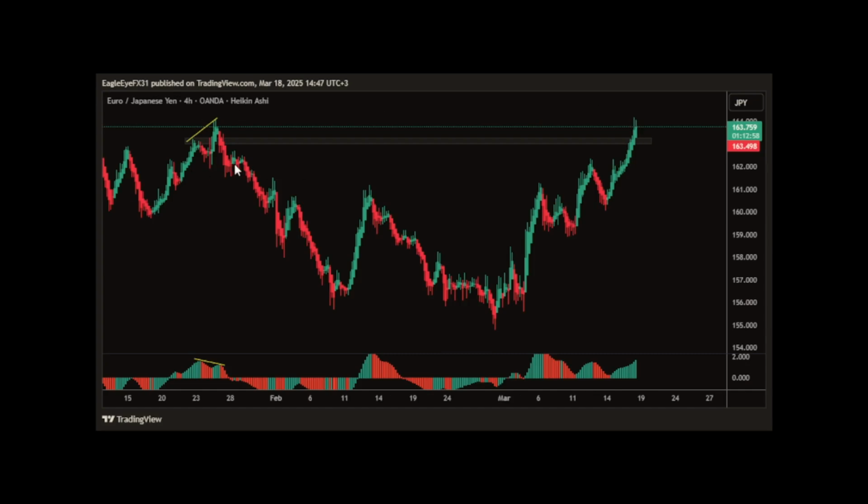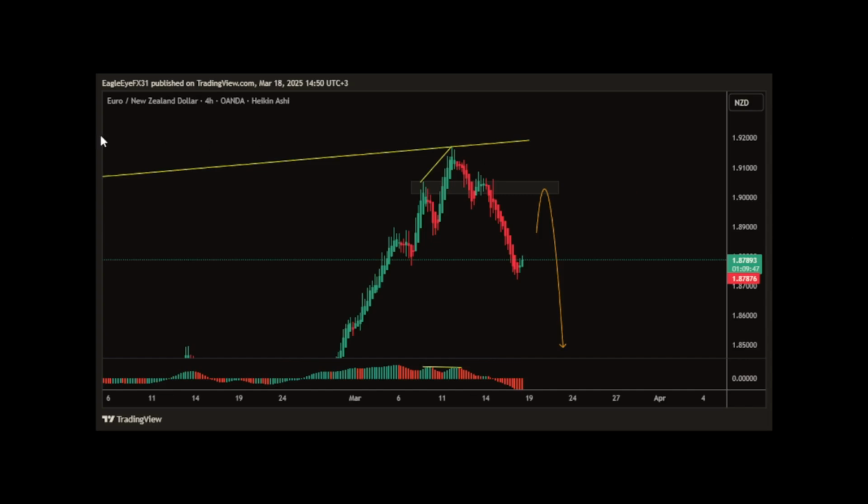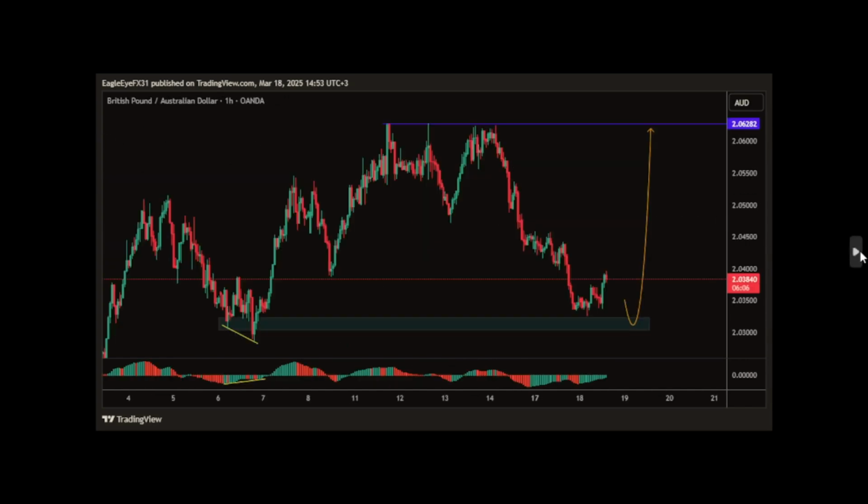Then you have Euro JPY. This is Euro JPY on the 4 hours time frame. We're also looking to sell. As you can see, this is it. Look at that. It just played out, went outside the zone a little bit, but once it gave us a confirmation, then we go inside, and as you can see, it actually played out massively as well. We have Euro NZD, hasn't yet played out.